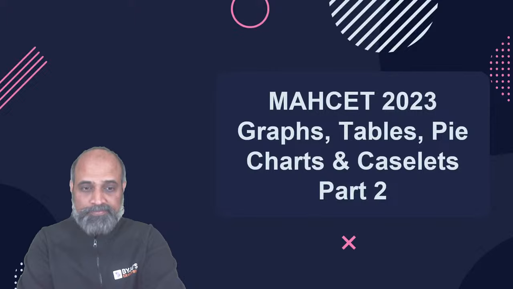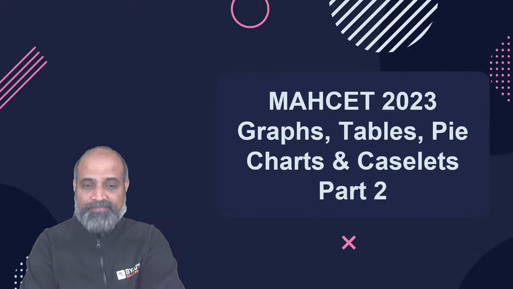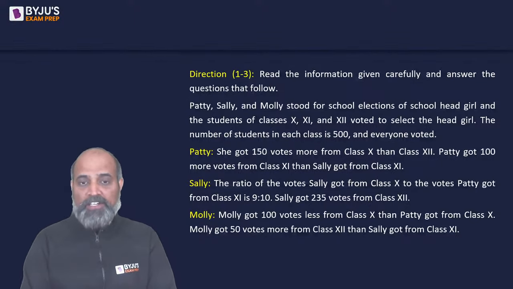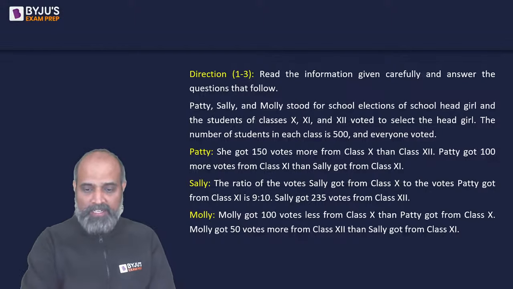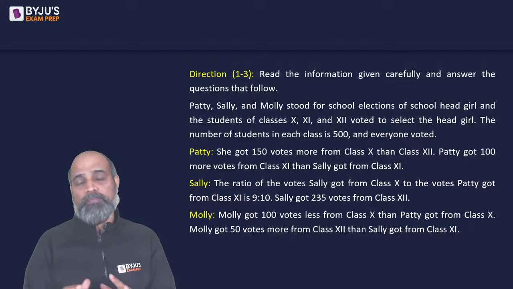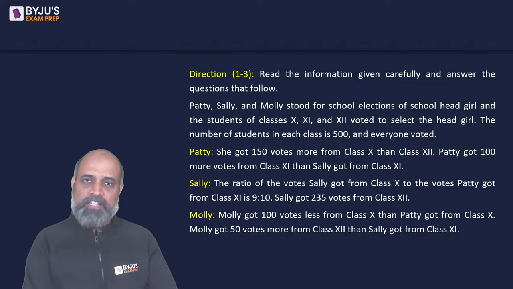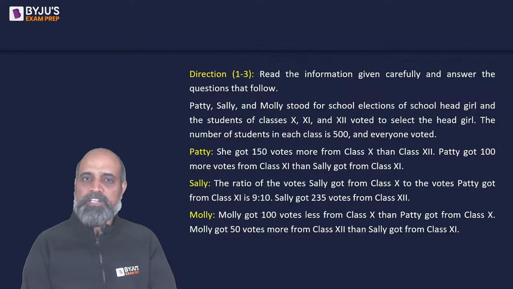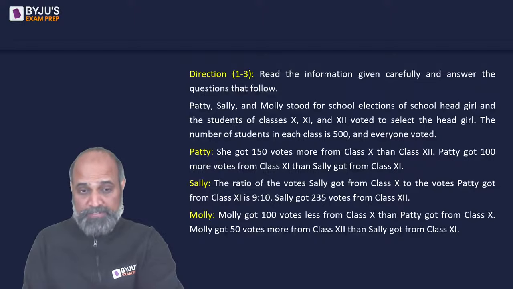So let's begin. This is the first set. It looks like an LR, but no, it's a DI, which doesn't have any particular graph. You can convert it into a table, or maybe a match-the-following combination, depending upon what kind of data is given to us. So let's read.